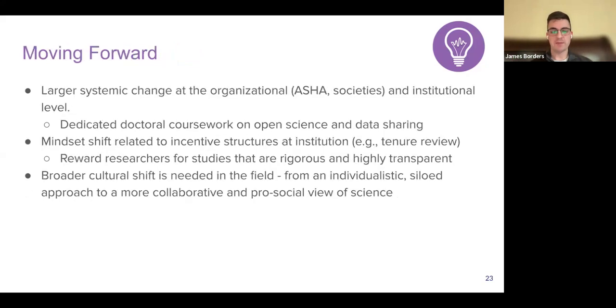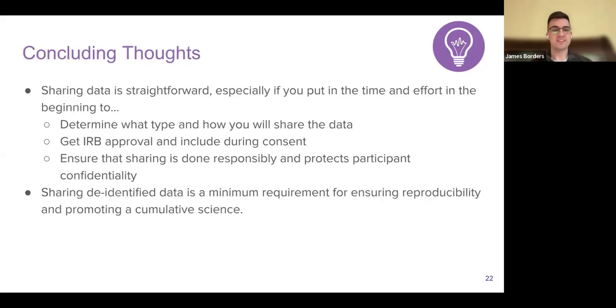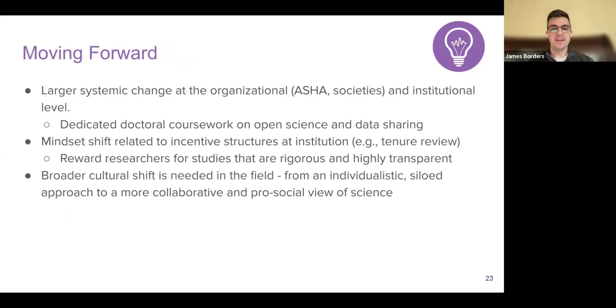I think we spend so much time in peer review fixating on the words that we use and less so on the data, which when you think about it is the fundamental aspect of the studies and the conclusions that we make. And so in a world where we have de-identified data that accompanies a manuscript and it becomes computationally reproducible, I think that's, in my opinion, going to promote a cumulative and better science for us.